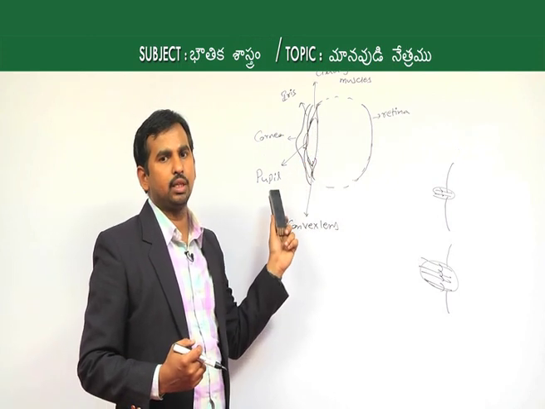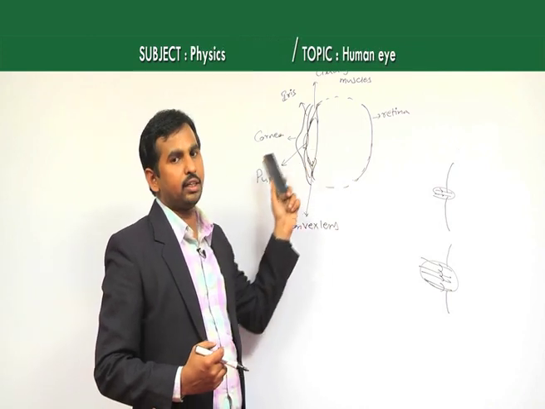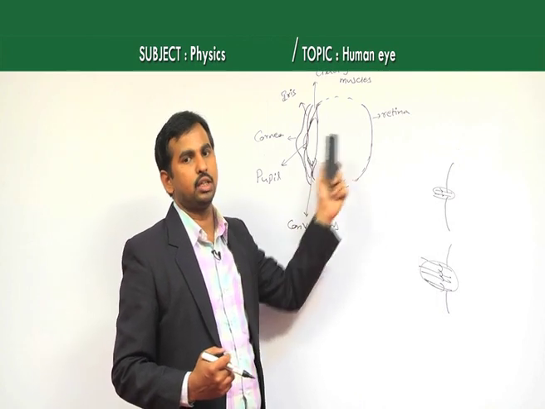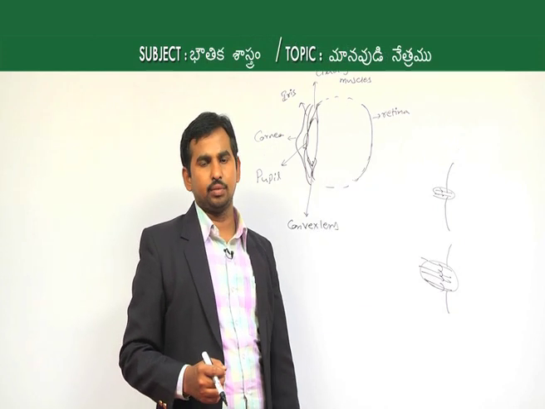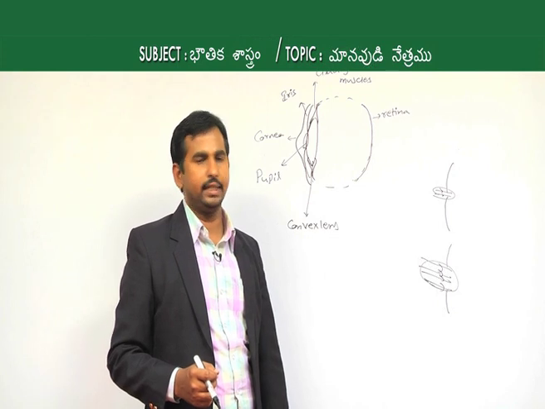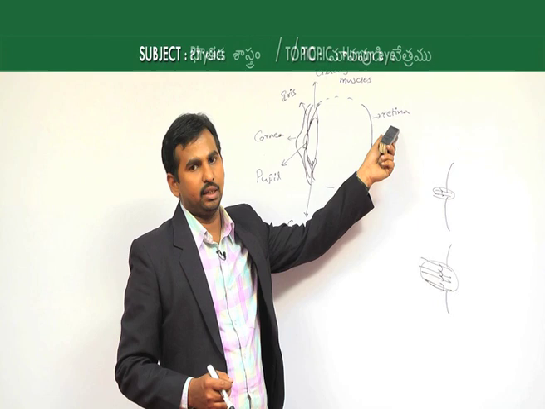That is the work done by our cornea here. And after the light rays are incident on the convex lens, now the light rays are going to be incident on the retina. Then that retina is collecting the image and sending the signals to the brain. That is the work done by our retina here.